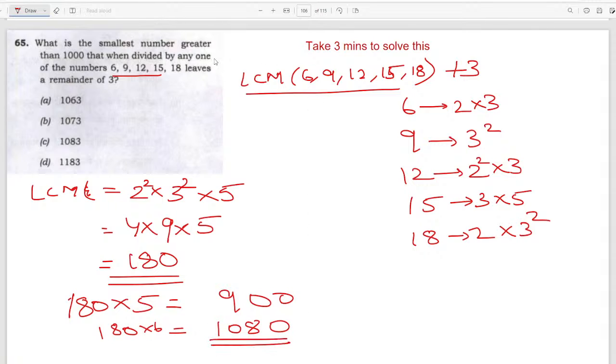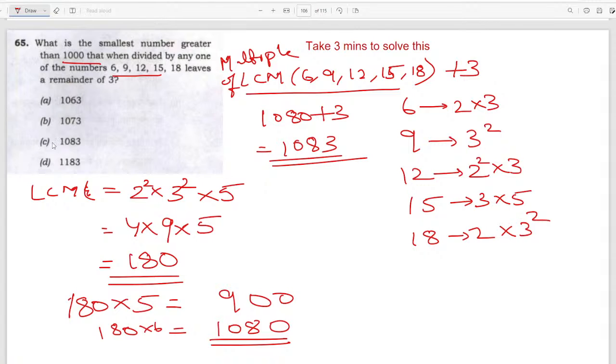So this should be the multiple. Since it should be greater than 1000, it should be a multiple of the LCM which is greater than 1000. That is 1080 plus 3. The correct answer is option C.